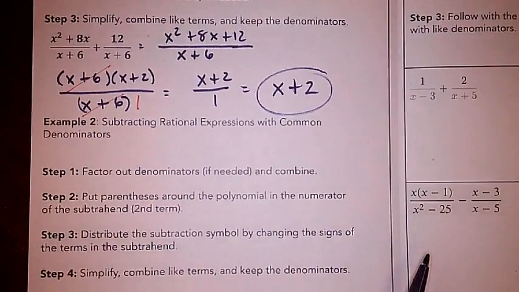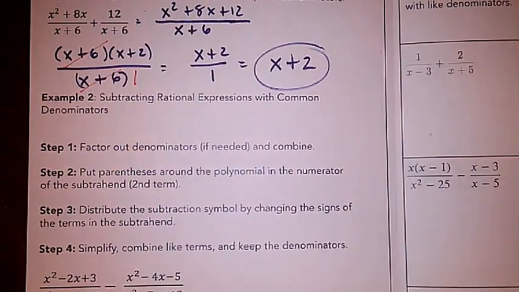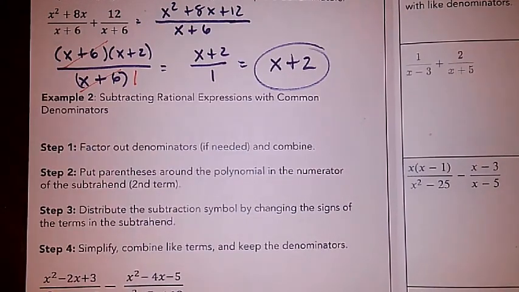So in example 2, we're going to be subtracting rational expressions with common denominators. So we're going to follow similar steps. 1, we're going to factor out any denominators if we need to. We're going to put parentheses around the polynomial in the numerator, distribute our subtraction symbol, and then simplify.